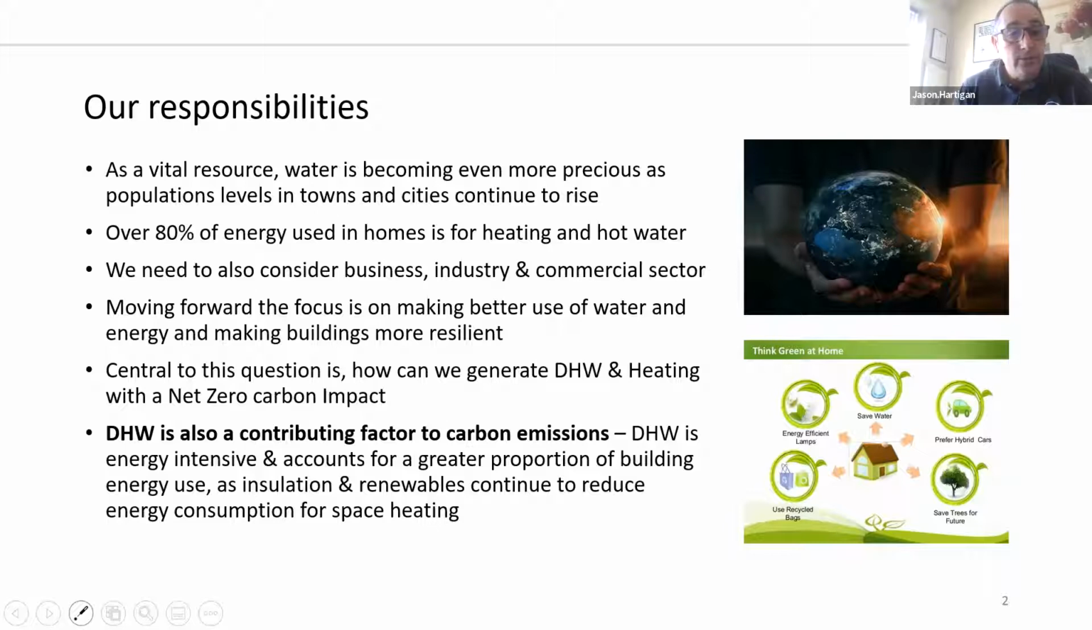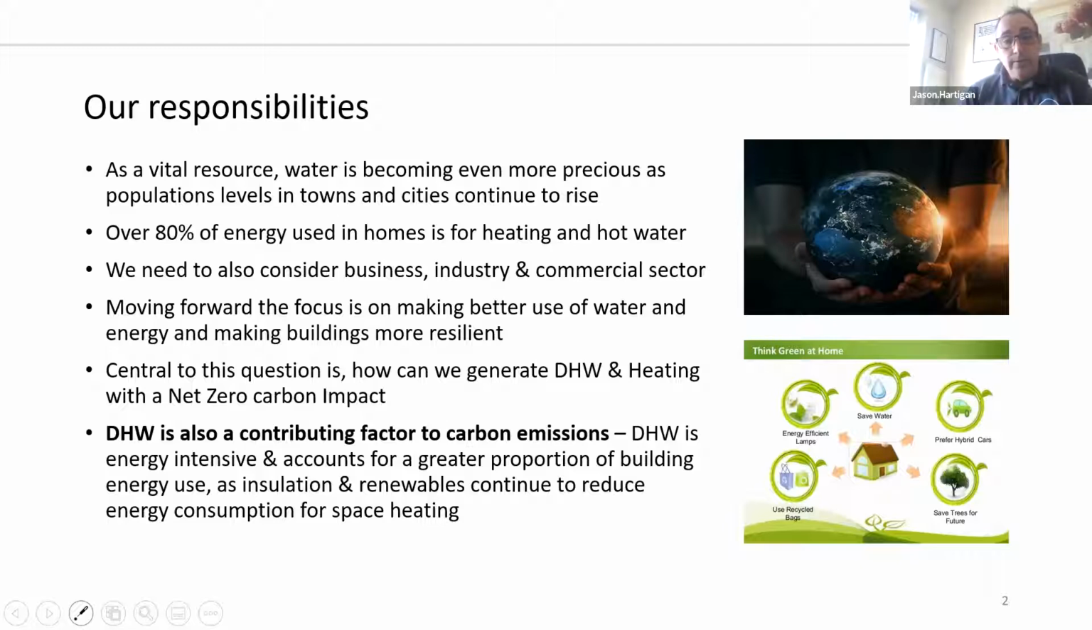So it stands to reason, as we're using more and more energy in the home for heating and hot water, a large proportion of that is used in heating and hot water. And we also need to consider business, industry and commercial sectors. So central to the question is, how can we generate domestic hot water and heating with a net zero carbon impact or a low zero carbon input?